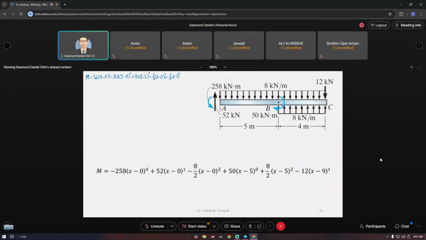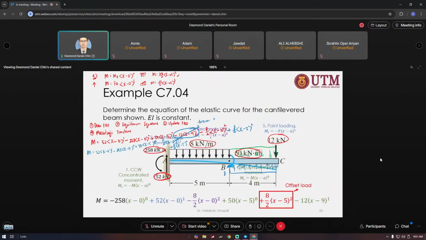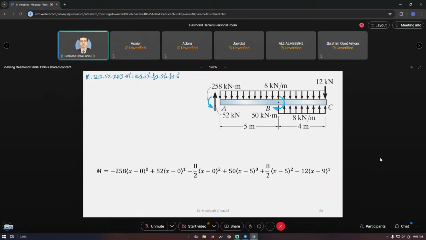So far so good. Did I do any mistake? No, right? 8 divided by 2 x minus 0 square plus. Correct, right? So far? Did I do it wrongly or anything? No, right? Correct. Okay.